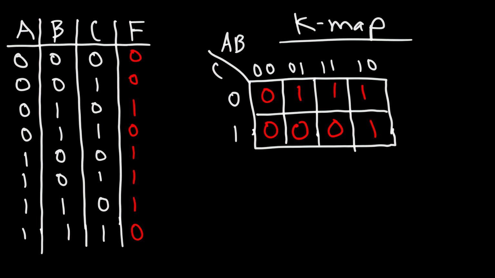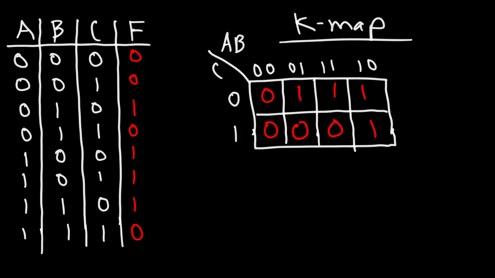Now, how can we take this data and turn it into a function? What we need to do is basically circle groups of 1s together. We can circle one 1, or we could circle 2 1s, but we cannot circle 3 1s. The number of 1s that you can circle could be 1, 2, 4, 8, and so forth. It has to be a power of 2. So you can't circle 3 1s, 5 1s, 6 1s. Not going to work.